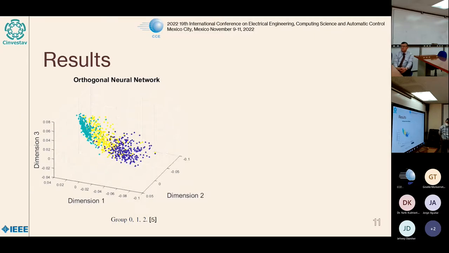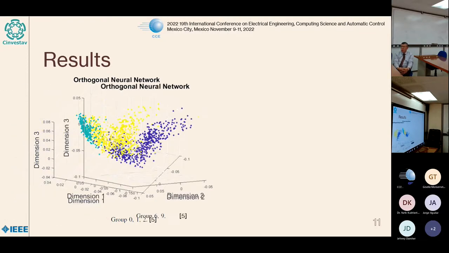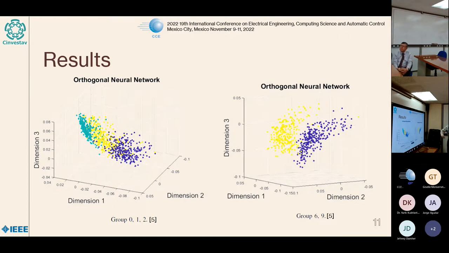This part is important because remember, dimension 1 is the output of the first neuron, dimension 2 is the output of neuron 2, and dimension 3 is the output of neuron 3. We can see a good separability between classes. This part is for the group 0, 1, and 2. Again, dimension 1, dimension 2, and dimension 3 present the output for neuron 1, neuron 2, and neuron 3.